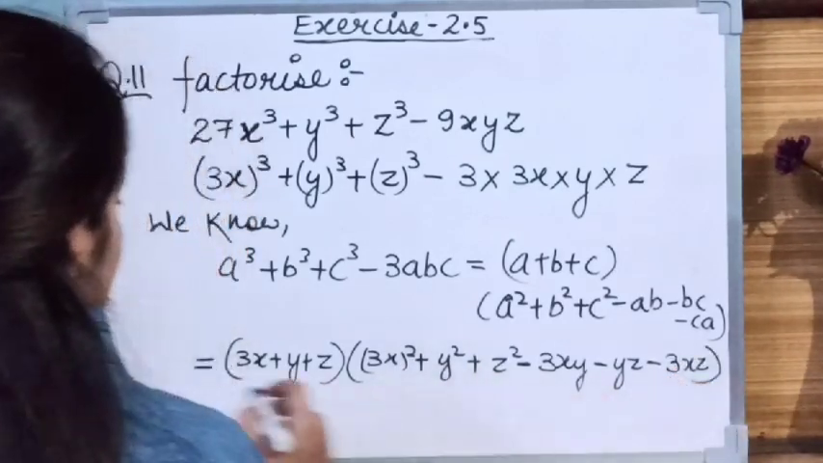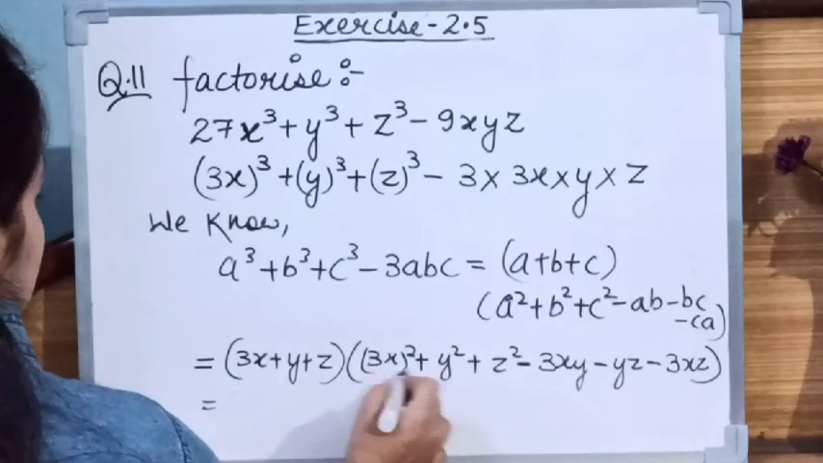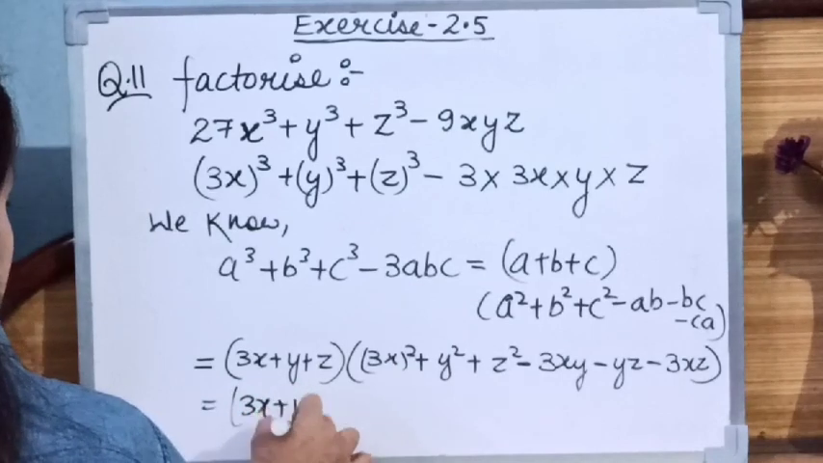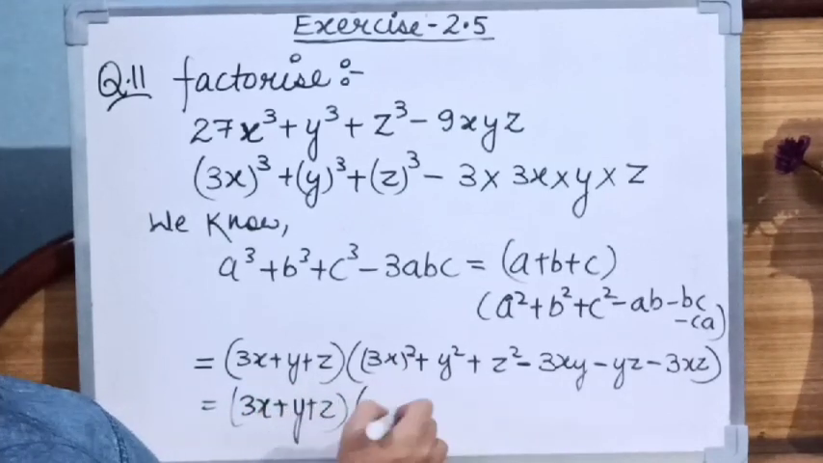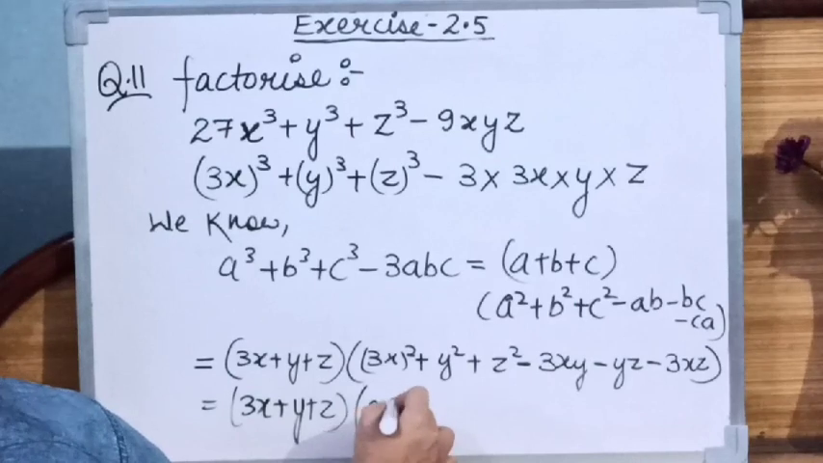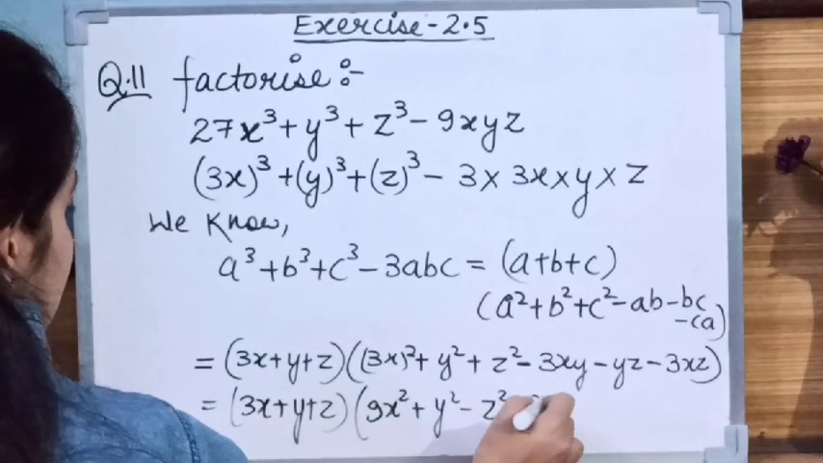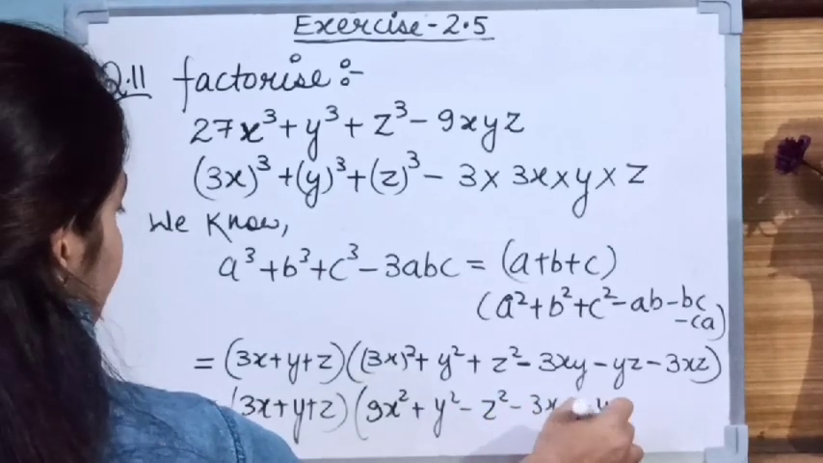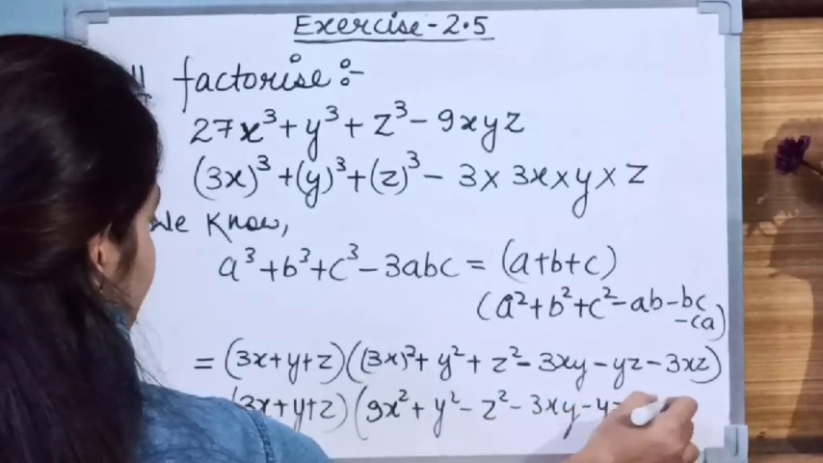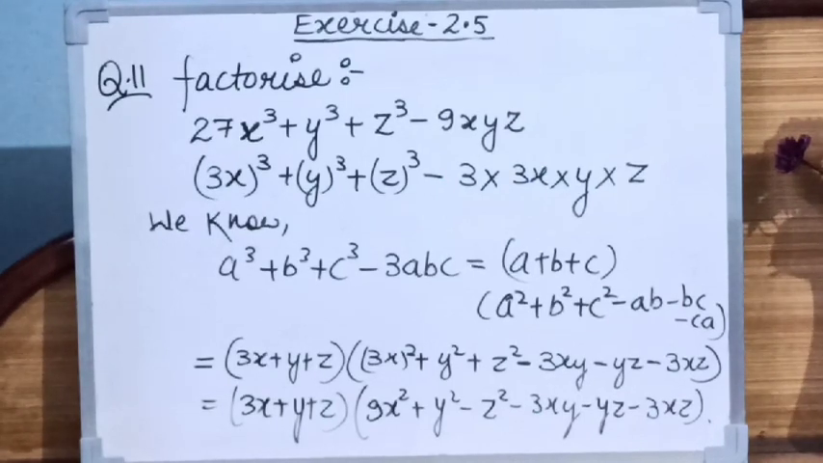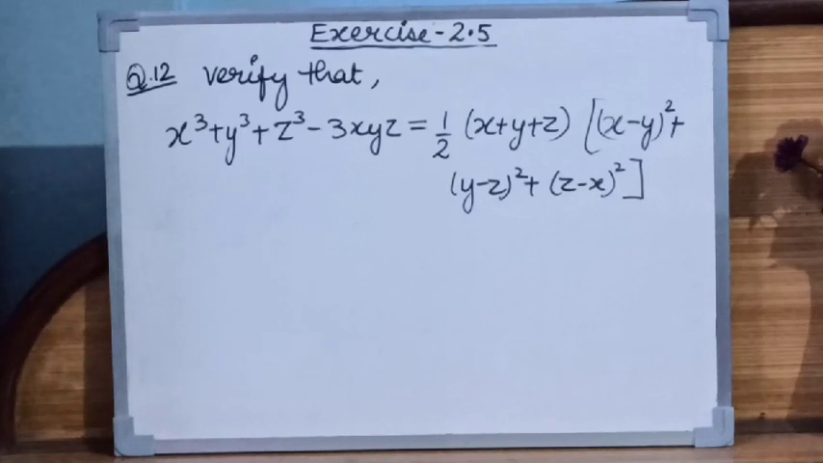Now we are just going to open our square bracket, that is the answer would be 3x plus y plus z, and then 3x square, that is 9x square, plus y square plus z square minus 3xy minus yz minus 3xz, and this will be our answer. Now we are moving to our next question, question number 12. Now students, this is our question number 12.